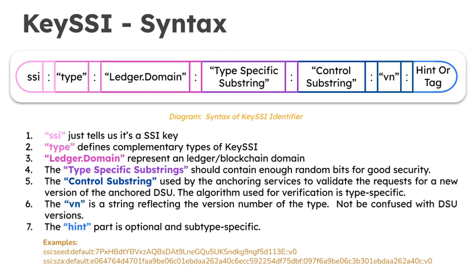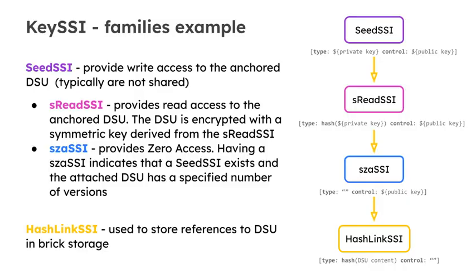Similarly, SSI ZA, default E064 F097 F6 v0, follows the same structural pattern, with each segment representing a specific aspect of the KeySSI. The most commonly used KeySSI belong to the seed SSI family of OpenDSU keys.